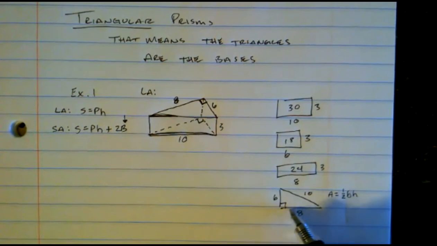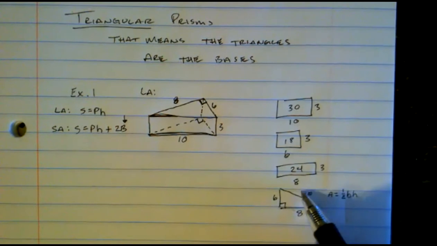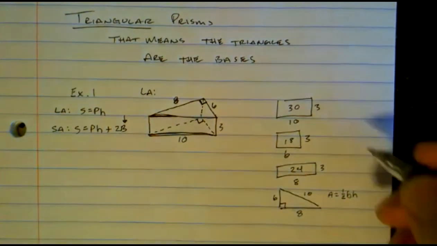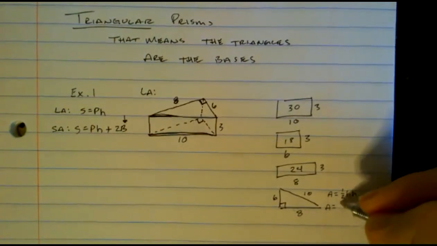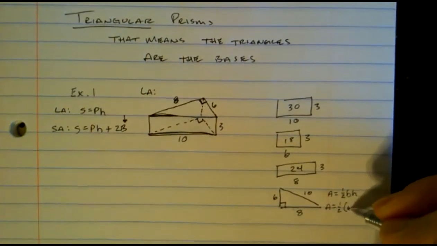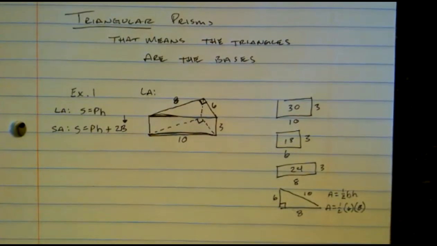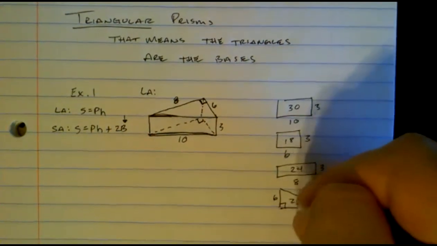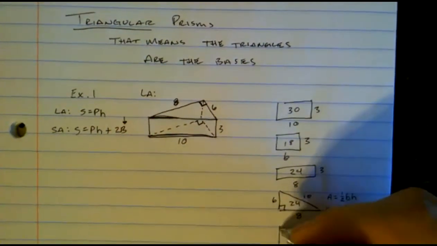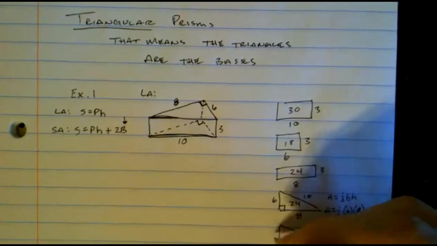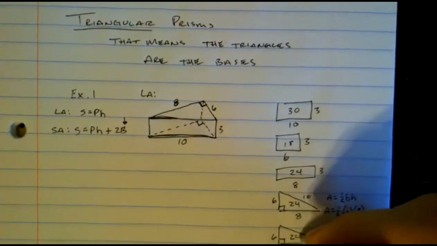If we look at this, the height and the base always meet at a 90-degree angle. So these two sides are my base and height, and this 10 is really not needed to find the area of the triangle. So I would have 1/2 of 6 times 8. 1/2 of 6 times 8, that's 48, half of that's 24. And I have 2 of those. So that one's 24.